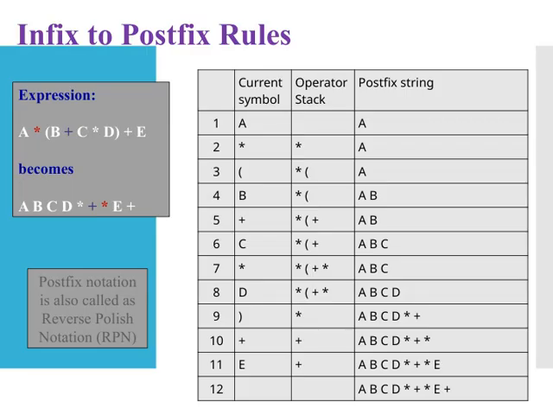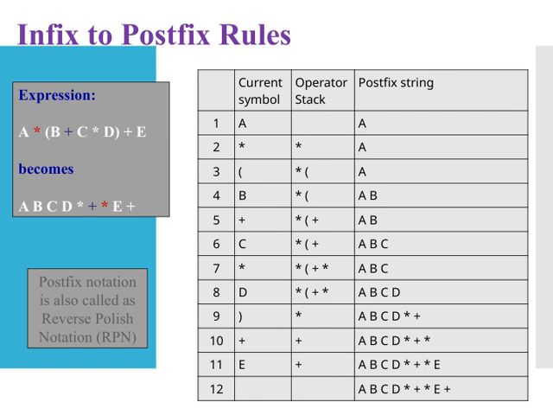Let's walk through this table step by step to understand how the expression is converted from infix to postfix notation. Starting with the initial symbol, which is A, we see that the operator stack is empty, and the postfix string is just A. When we encounter the second symbol, which is asterisk, we push it onto the stack, so now the stack has asterisk, and the postfix remains A.